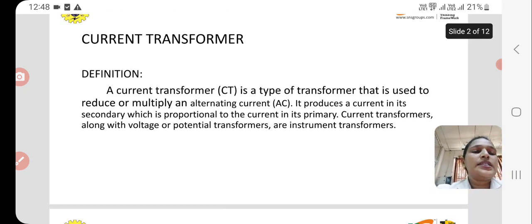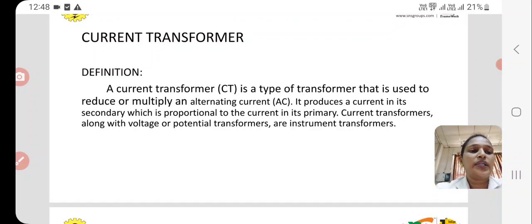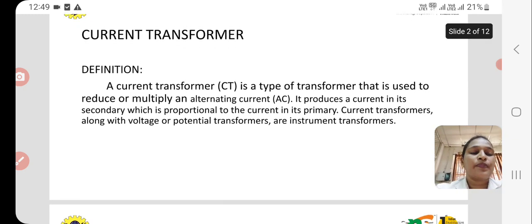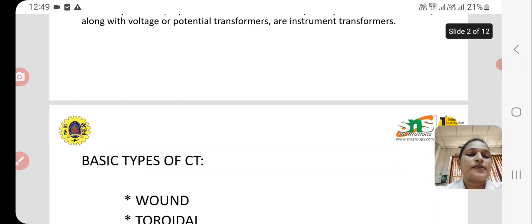CTs produce a current in the secondary which is proportional to the current in the primary. They have some turns ratio. For example, if the current value is 1000 amps, the CT will provide a corresponding secondary current of some 100 amps or 50 amps, which is easy for the operating personnel to measure. Current transformers along with voltage or potential transformers are instrument transformers.